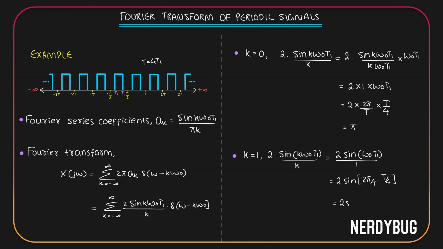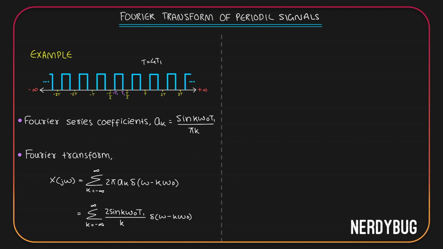So this is 2 sin(π/2). So 2 into 1, or 2. At k equal to 1, the value of X(jω) is 2. Let us try one more value. K equals minus 1. Then we have 2 sin(kω₀T₁) divided by k.